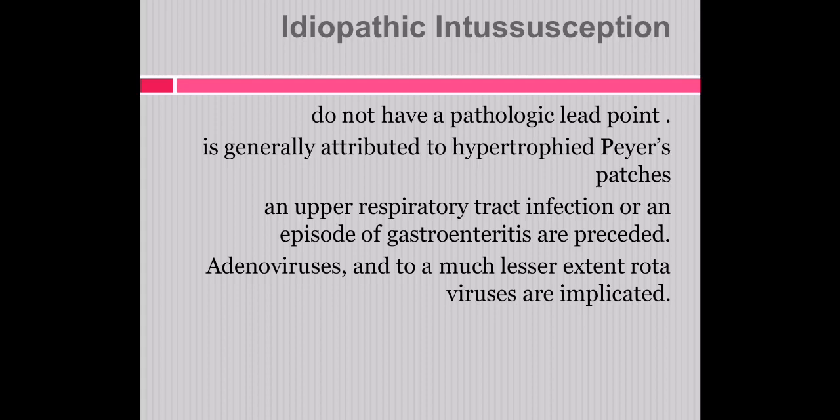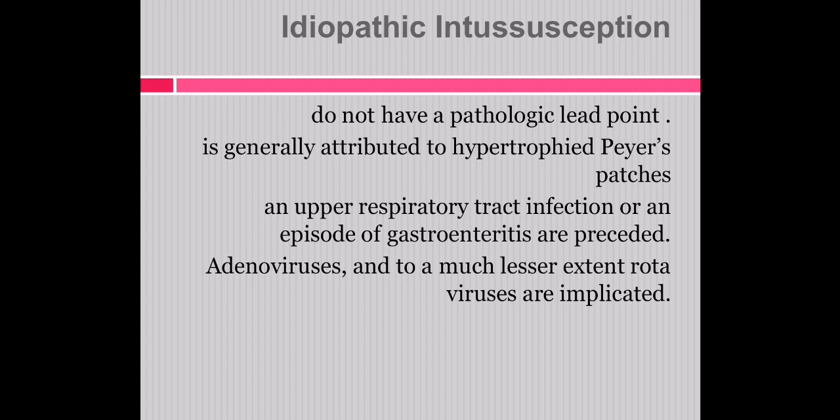Another classification, according to the direction, is antegrade and retrograde. Antegrade intussusception is the proximal bowel inside the distal one, like ileocolic intussusception, which is the most common. Retrograde intussusception means the distal bowel inside the proximal bowel, like ileojejunal intussusception, which is extremely rare.